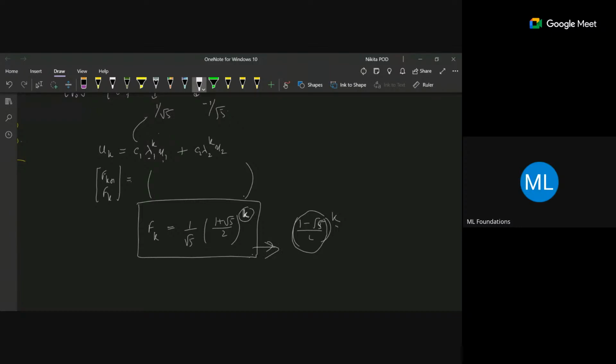Ma'am, take it to the nearest integer. If k is small, then we have to include this other term also, right? Yeah, if k is small, you should add the other term also. But how small? Not sure how small you can consider. Maybe at what term it should be very less.